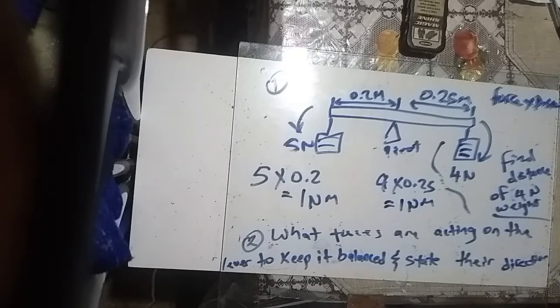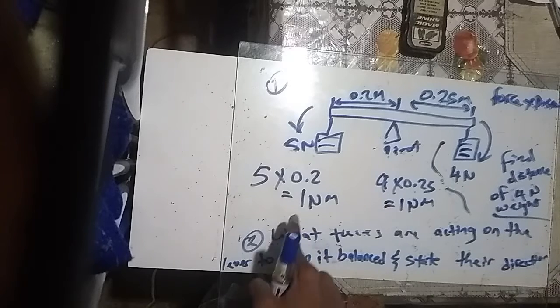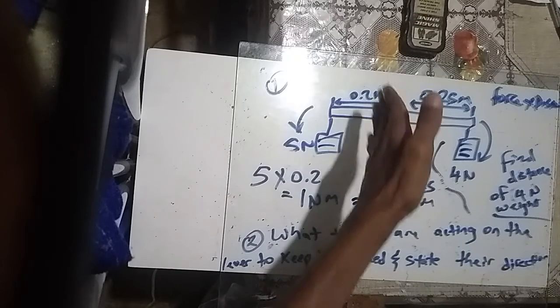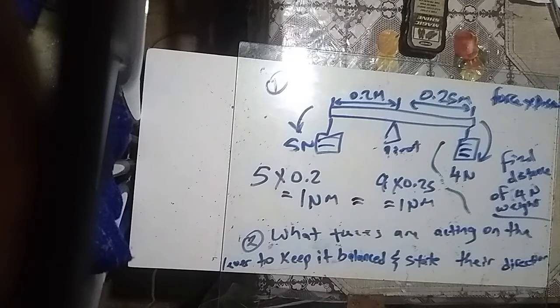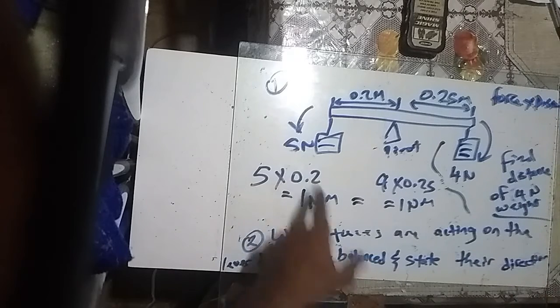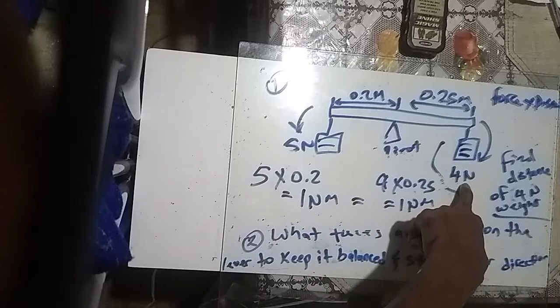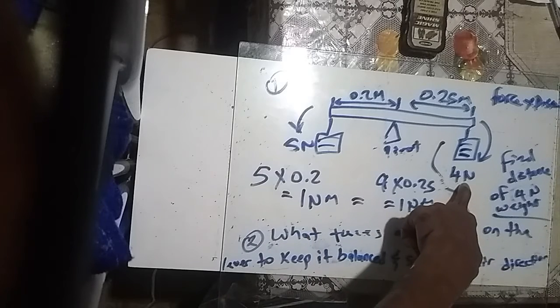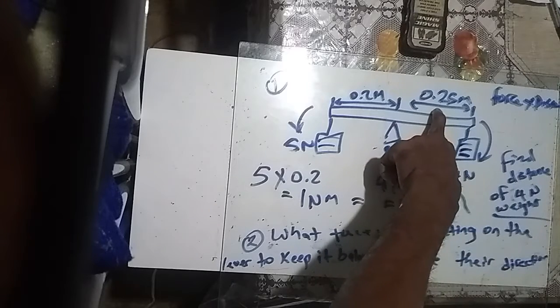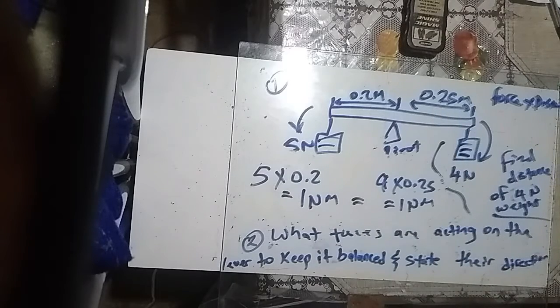So you are seeing there that the anti-clockwise moment on the left is equal to the clockwise moment on the right. The 5 times 0.2 is equal to 1 Newton meter, and the 4 Newton, though it is a different force, because it is being multiplied by a distance of 0.25, gives me back 1. So you see the principle of moments is obeyed in this question.